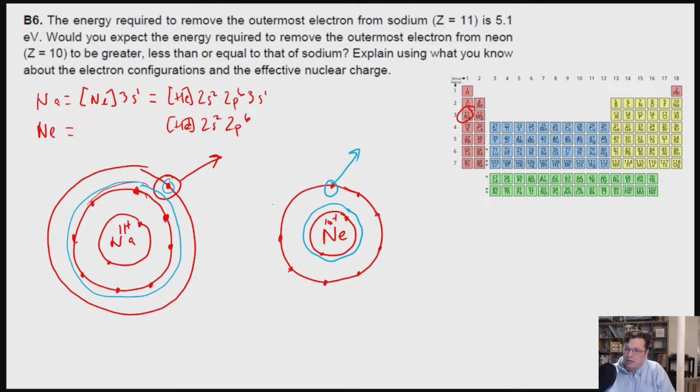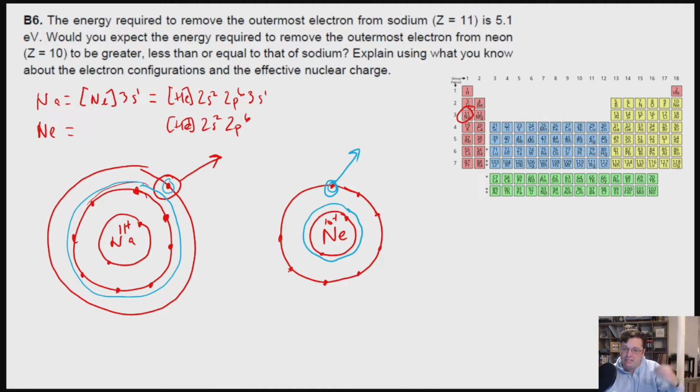There's also all these other ones that are shielding at the same level, but they don't shield very well. And so essentially the Z effective, the effective nuclear charge that the outermost electron in neon is feeling, is much, much greater than the Z effective that the outermost electron on sodium is feeling. And that's why pulling off an electron from neon is going to be much more energy intensive compared to taking off an electron from sodium from their outermost shell.